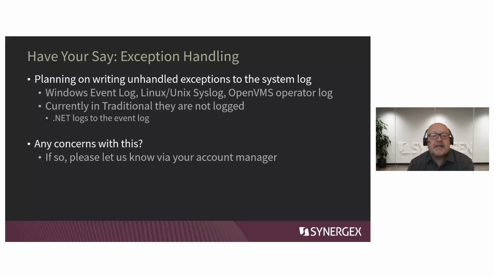So the first thing is exception handling. We are planning to automatically write unhandled exceptions, so unhandled errors, where the program's going to crash, to the system's event log. So the Windows event log, Linux or Unix syslog, or OpenVMS operator log. Currently in traditional Synergy, unhandled exceptions are simply not logged at all. So if you don't catch an exception, the program crashes and there's nowhere to go to find out any information if you miss that traceback on the screen, if there is a screen. So with this change, you would be able to go to the event log and look back and see what happened and see the traceback and all of that kind of thing.